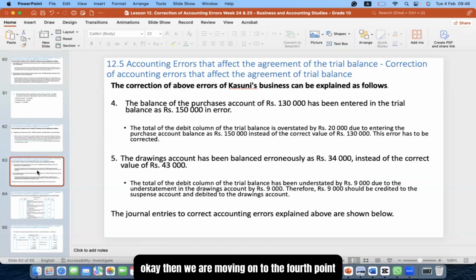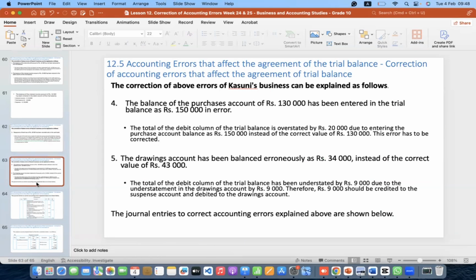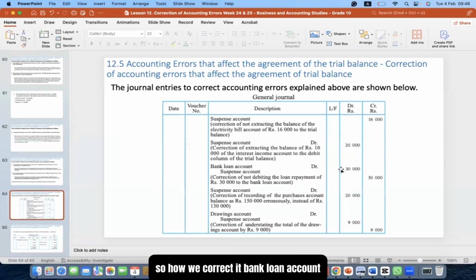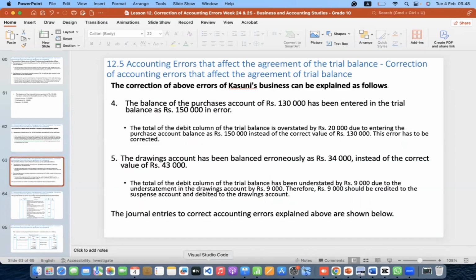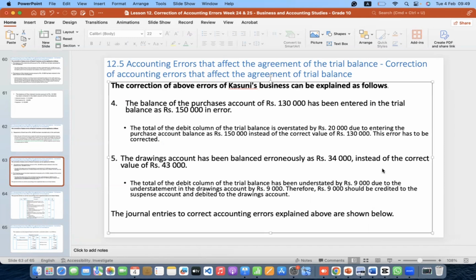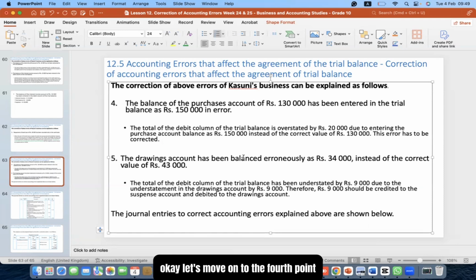Okay. Then we are moving on to the fourth point. So how do we correct it? Bank loan account we debit by 30,000 and suspense account credit by 30,000. This suspense account 30,000 credit, we are recording it here. Okay, let's move on to the fourth point.